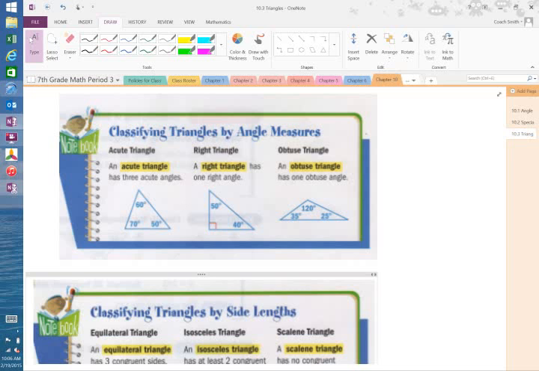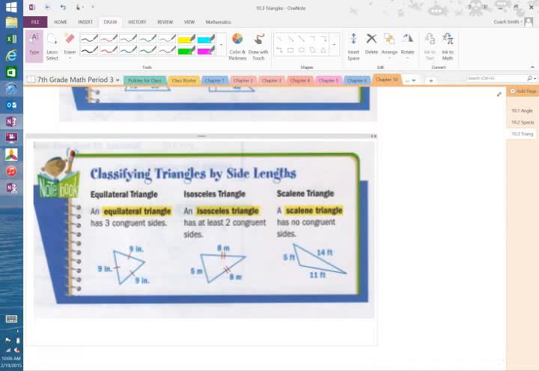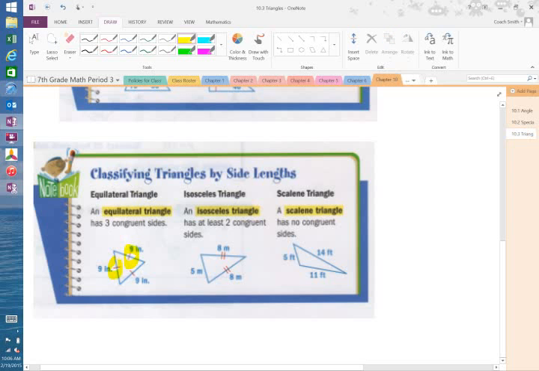Now, if the triangle is classified by its sides, then we have the equilateral, isosceles, and scalene. What I want to point out is the little tick marks right here on the triangle. All of them have one tick mark on each side. That means all three sides are congruent. It means they're the same. You don't have to have the measurements. They can give you the tick marks. Everything is the same.